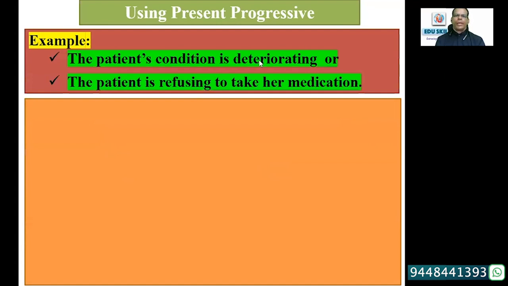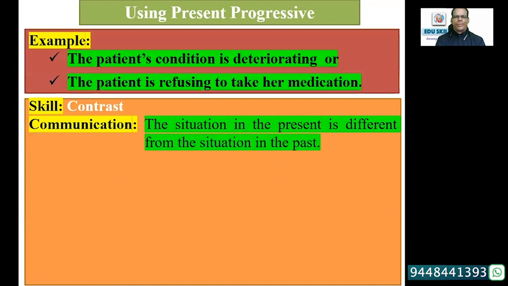One example could be: the patient's condition is deteriorating, or the patient is refusing to take her medication. Now the skill used is contrast. It wasn't deteriorating earlier, but it is deteriorating now. It was stable, but now it is deteriorating. And the patient was taking her or his medication earlier, but now he refuses to take it. The skill of contrast is being used here. What do you want to communicate using the present progressive tense?